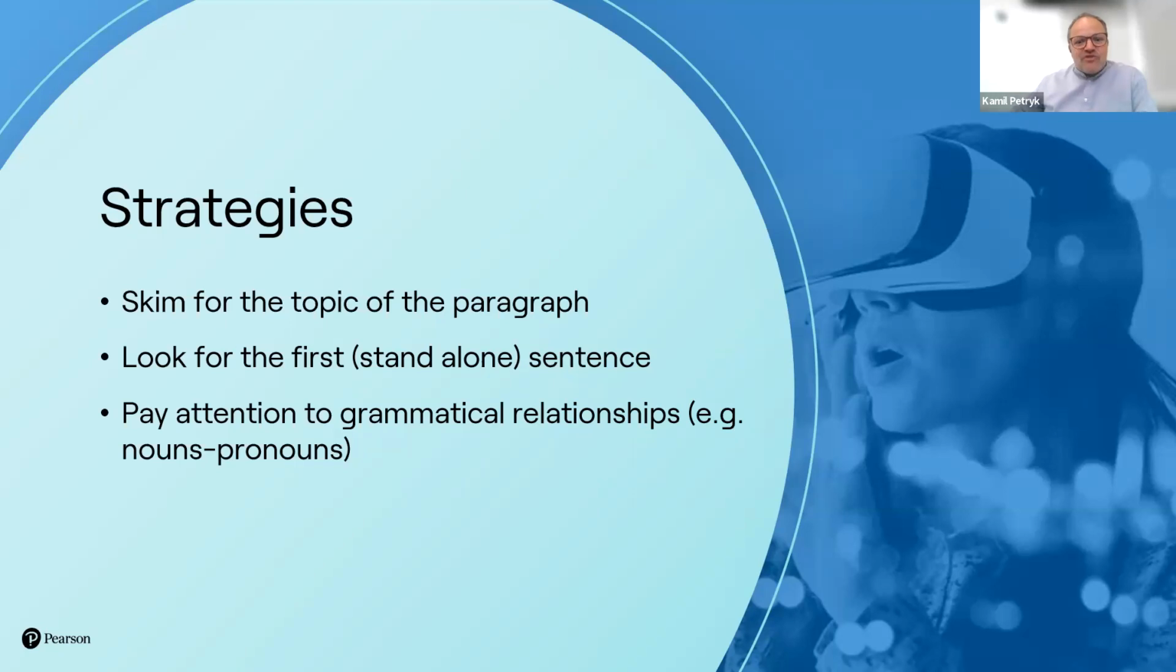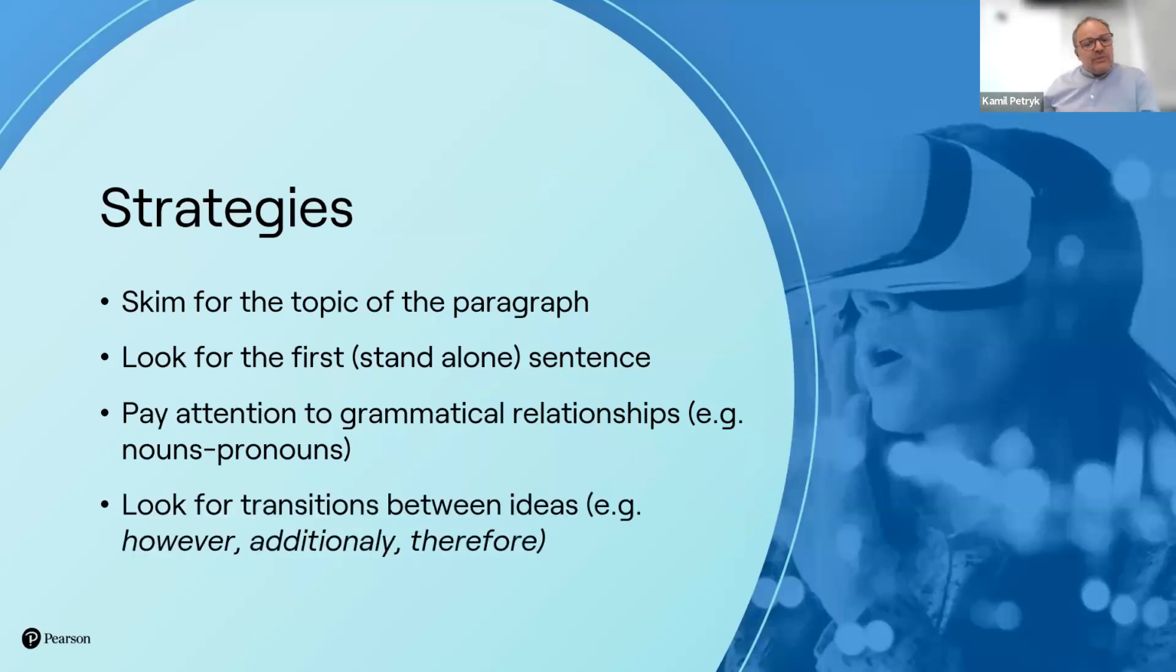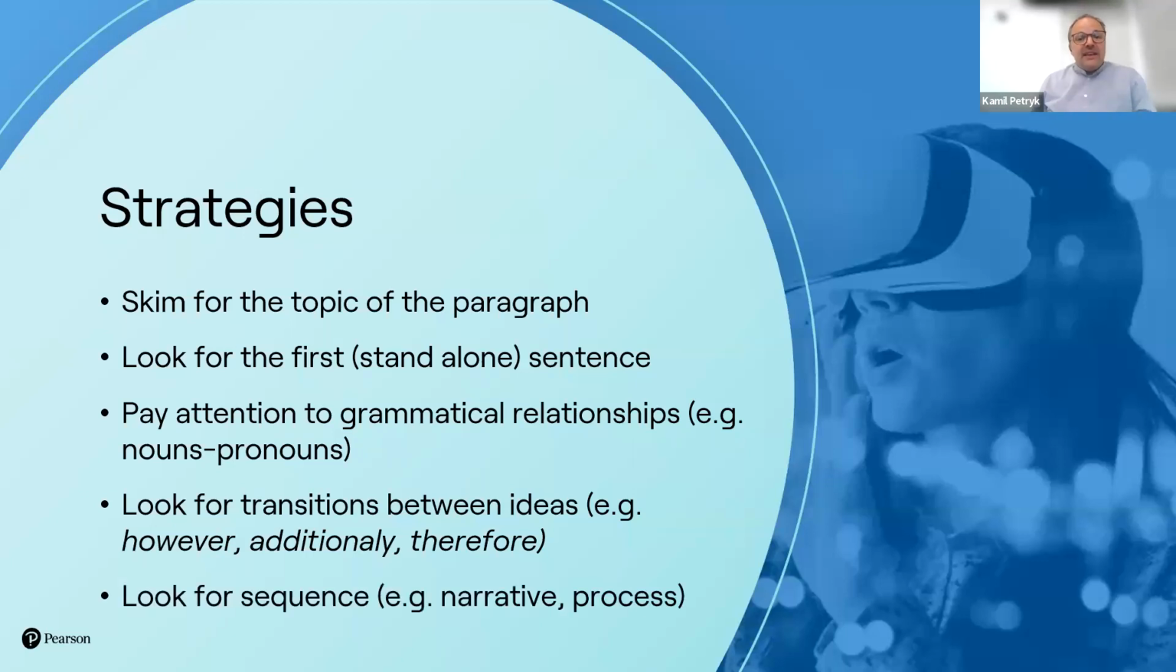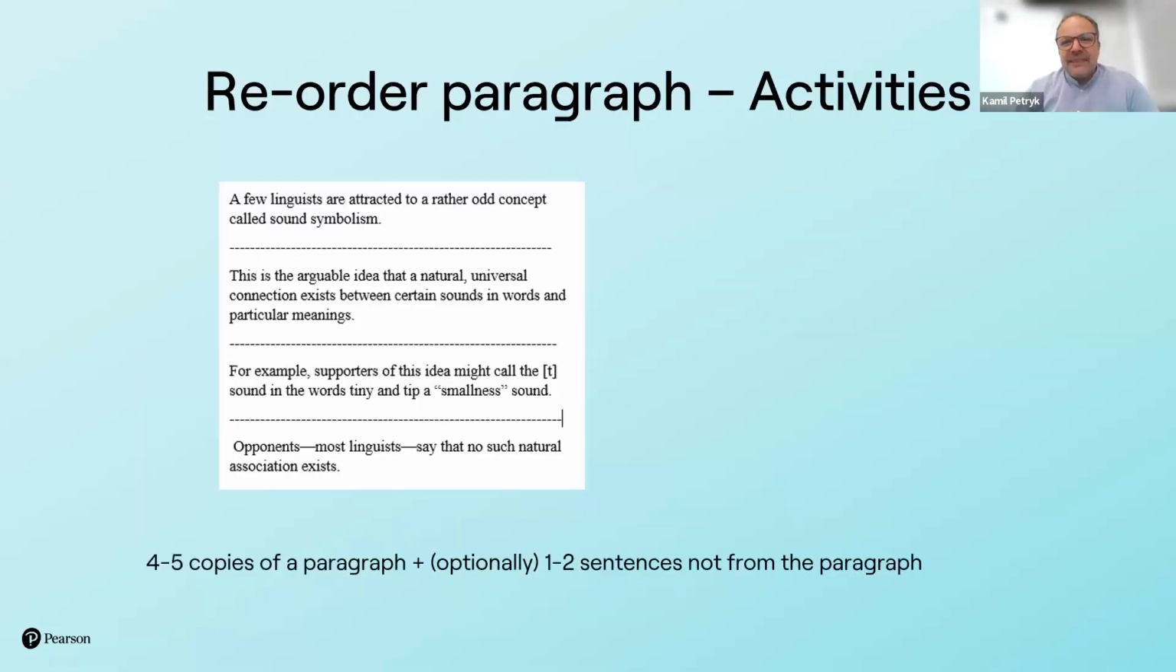And then, obviously, you go on and you look at some grammatical relationships like nouns and pronouns. The following sentences will contain pronouns instead of nouns. Or, for example, the following sentences will contain partial names instead of full names, right? So you look for all those indicators that help you rearrange the sentences. You look for transitions between ideas, all those words, however, additional, and therefore, that show you how the sentences transit from one to another. And they look for some traces of sequence, some narrative, some process, some timeline, for example. These might also be there, and they will help to arrange the sentences in a paragraph.